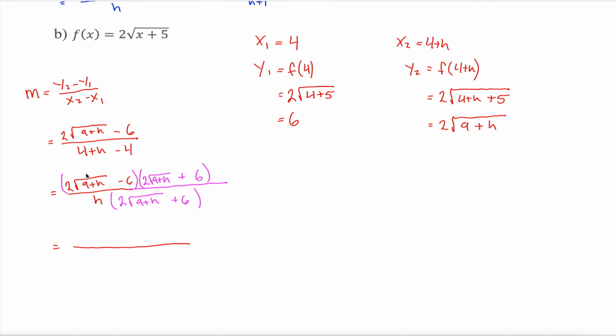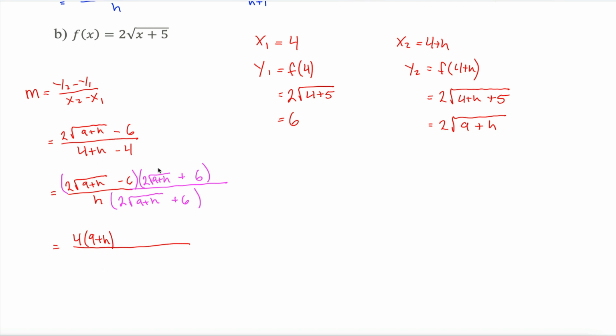Let me demonstrate. First, the F in FOIL. 2 times the square root of 9 plus h times 2 times the square root of 9 plus h. 2 times 2 is equal to 4. And the square root of 9 plus h times the square root of 9 plus h is saying the square root of 9 plus h squared. And the square root and the square cancel out, so I get 4 times 9 plus h. That's just the F in FOIL.